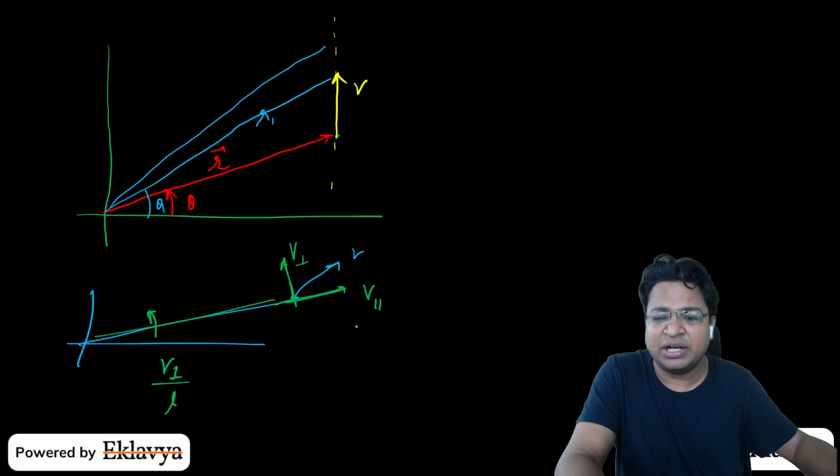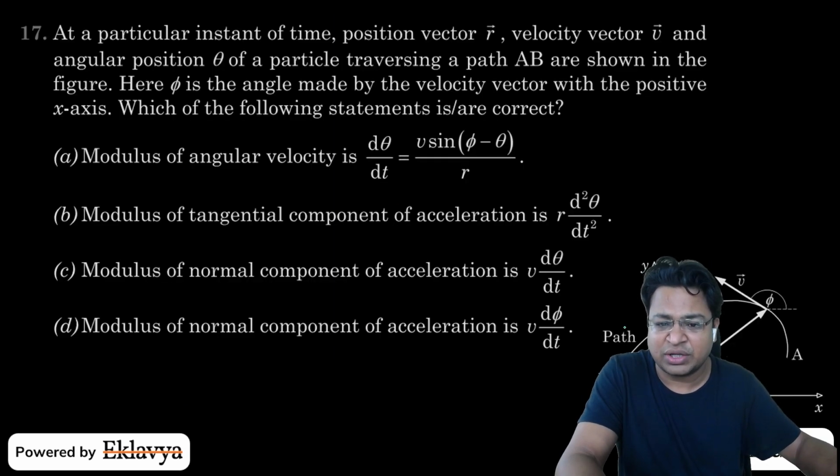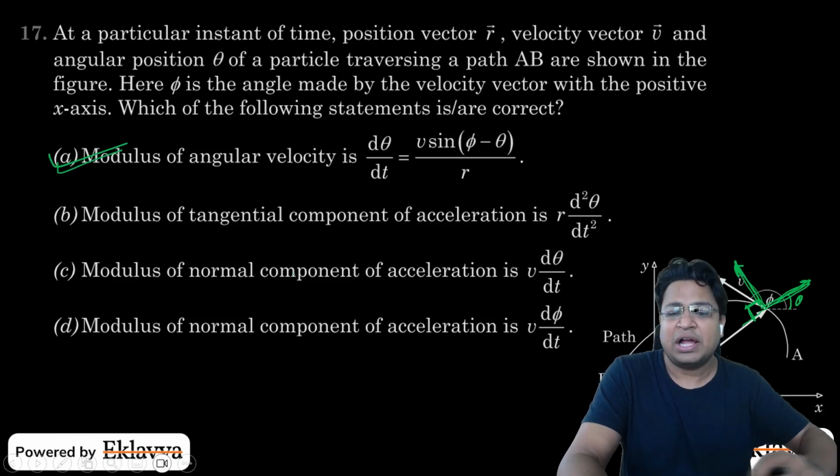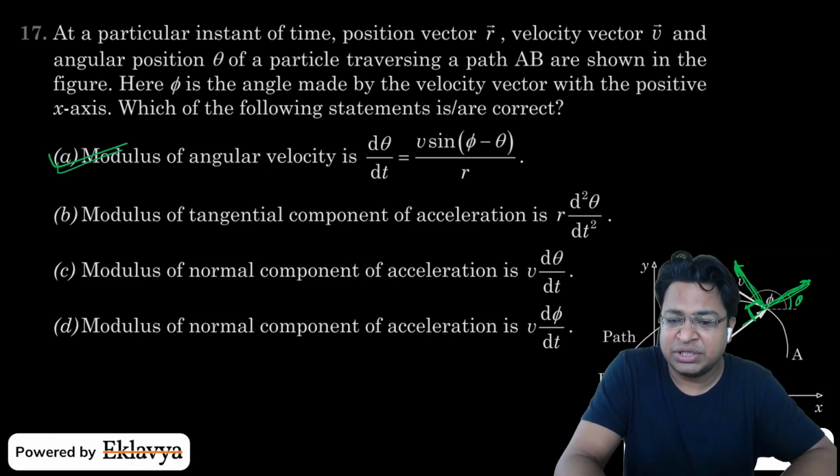Now, keeping this in mind, let's check what option A is saying. It says d theta by dt equals v sine of phi minus theta, divided by r. If I extend this line, this angle becomes theta, and this angle becomes phi minus theta. Cos of phi minus theta would give me this component of the velocity, so sine of phi minus theta gives me this component of the velocity, which is perpendicular to r. So v sine phi minus theta divided by r is exactly what we said here, v perpendicular upon the length. So this option is correct. The modulus of angular velocity, d theta by dt, is v sine phi minus theta by r.